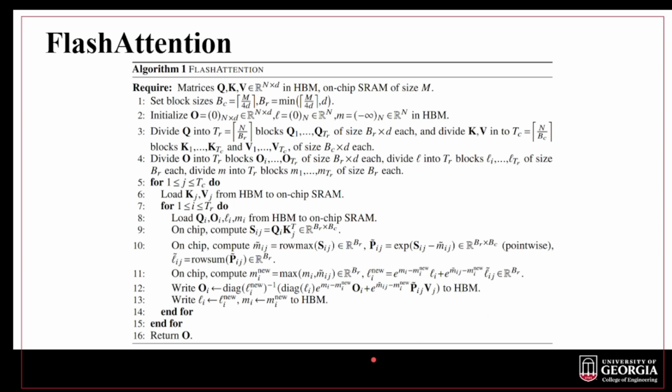For the backward pass, the gradients are updated step by step following the attention mechanism. However, during the update process, S and P are recomputed instead of being stored.